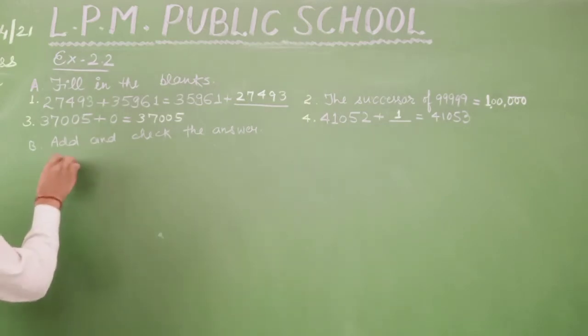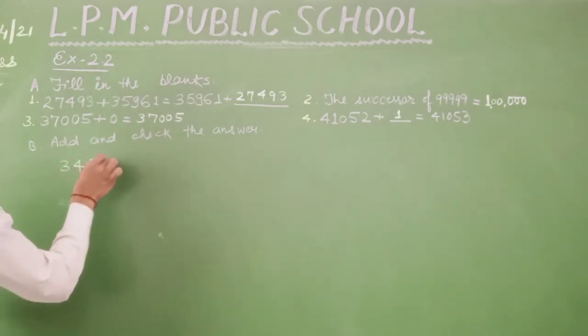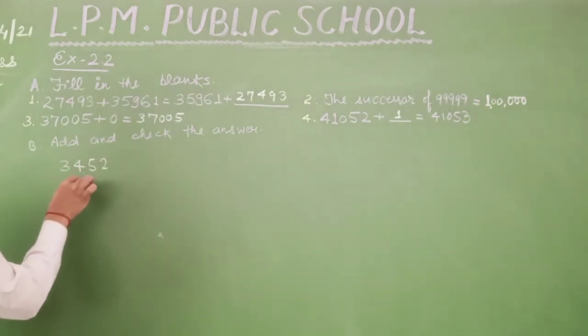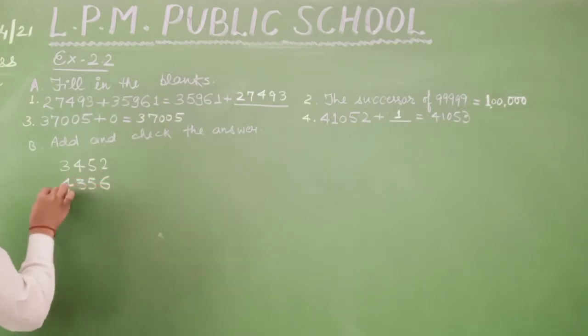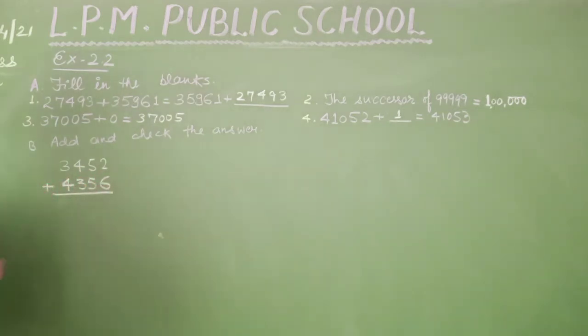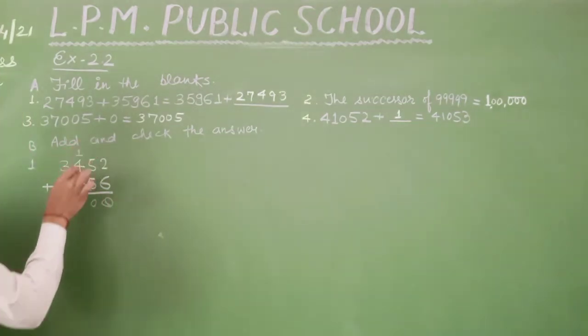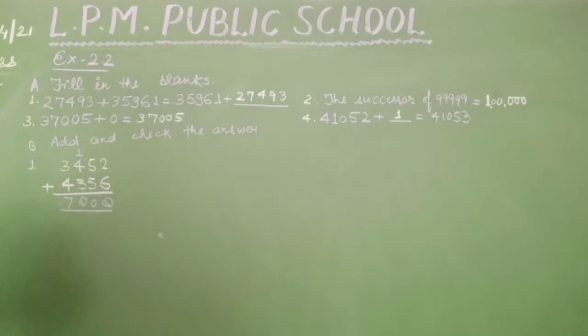3,452 plus 4,356. Now we have to add it, and then check it also by reverse addition. Listen carefully how we can solve it. Firstly we have to add it: 2 plus 6 is 8, 5 plus 5 is 10, write 0 and carry 1, 4 plus 3 plus 1 is 8, and 3 plus 4 is 7, that is 7,828. Now we have to check it.